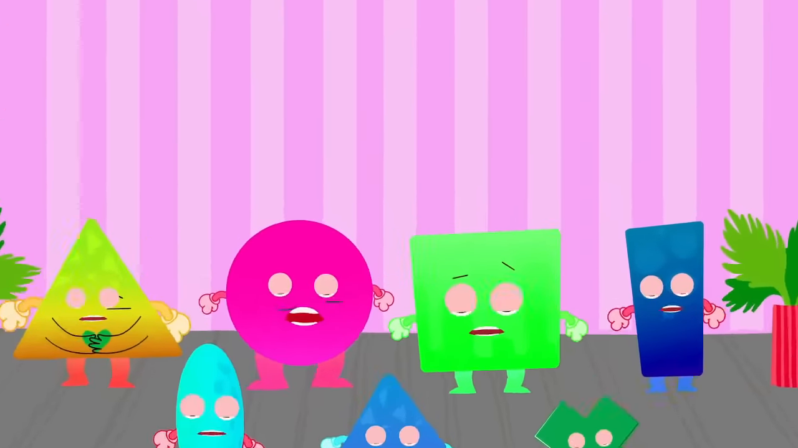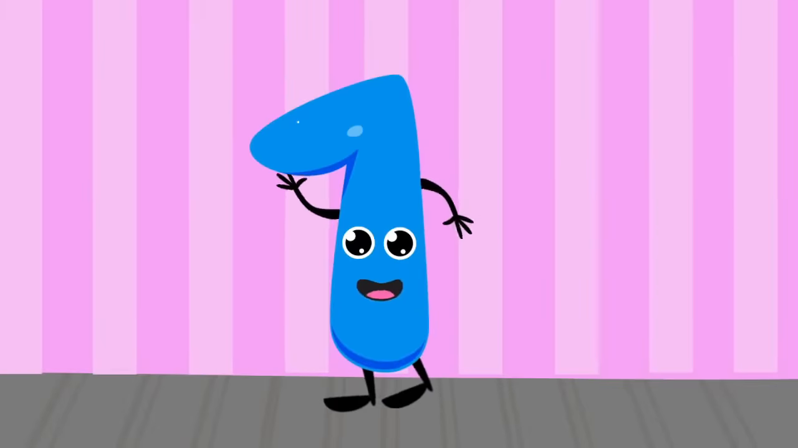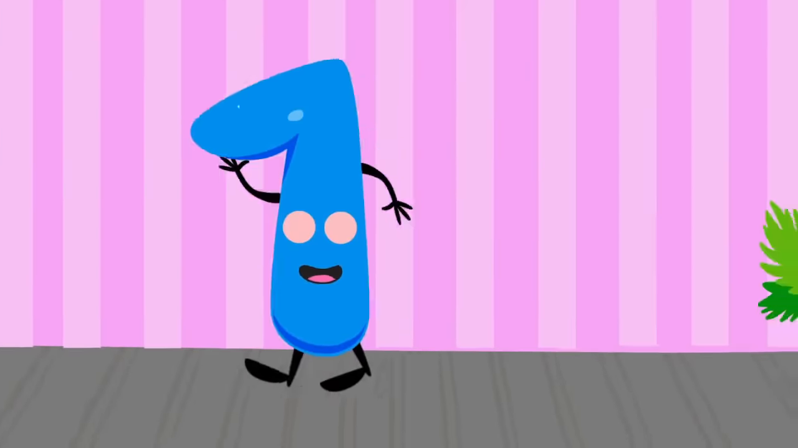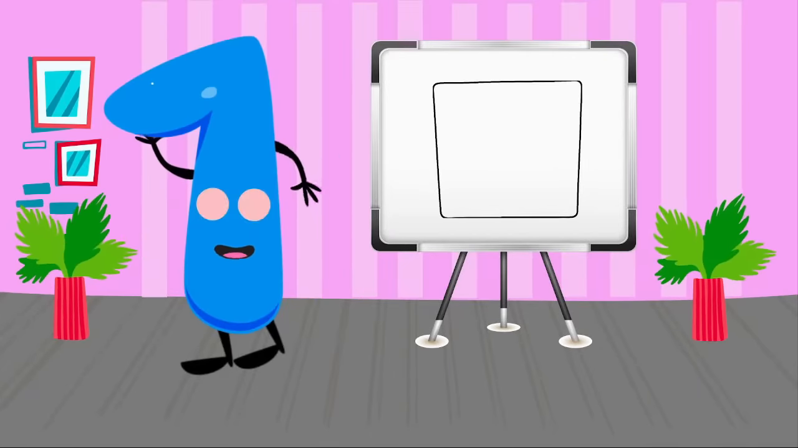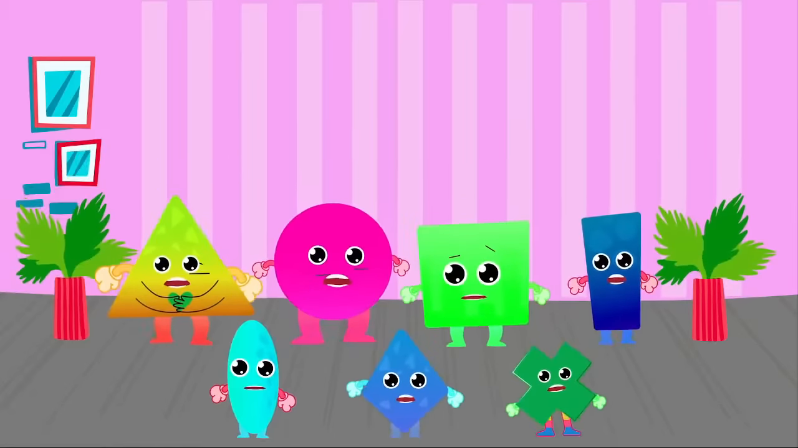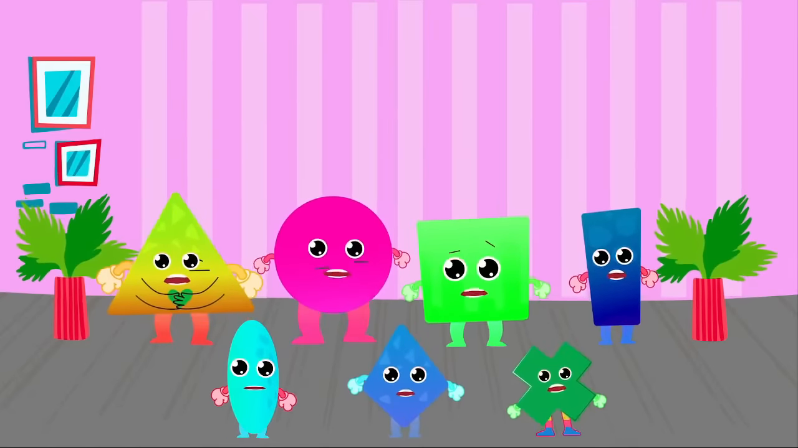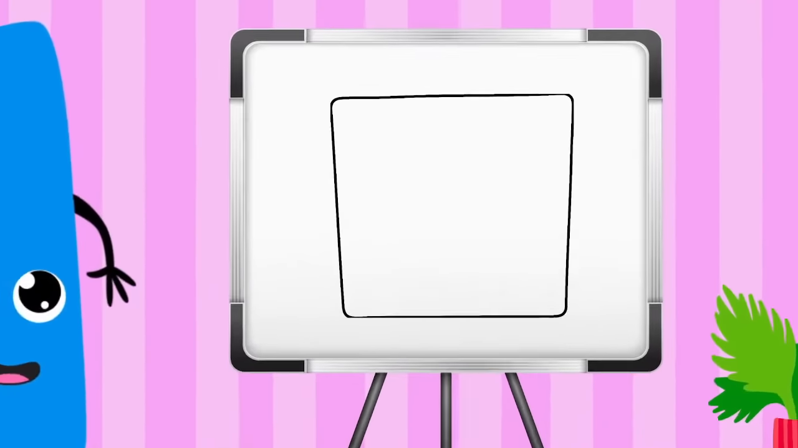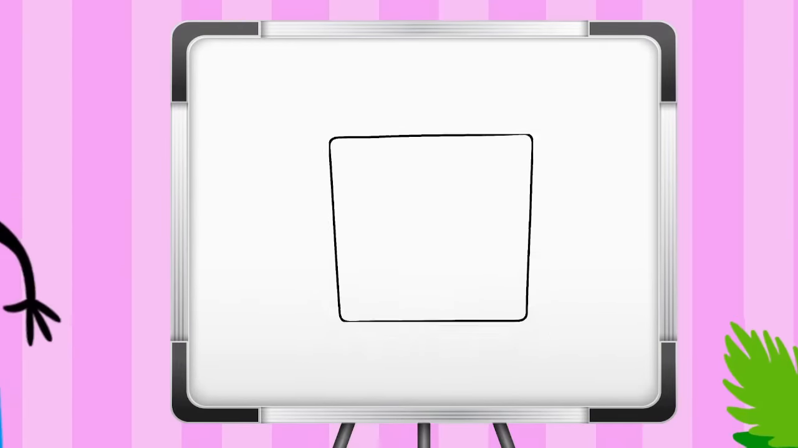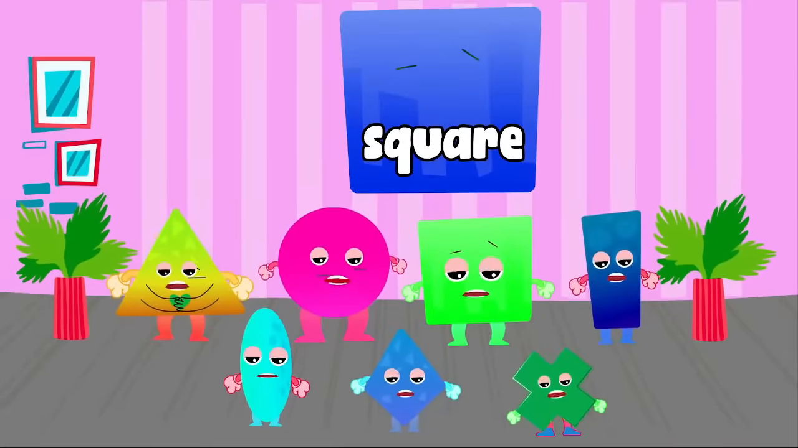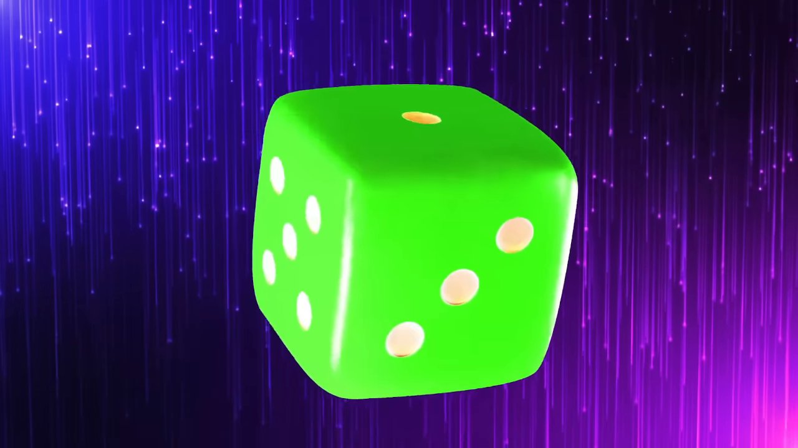Yes! Okay, here we go! What shape is this? Can you tell the name of this shape? It has four sides. It's a square shape. Can you show me a square thing? This.